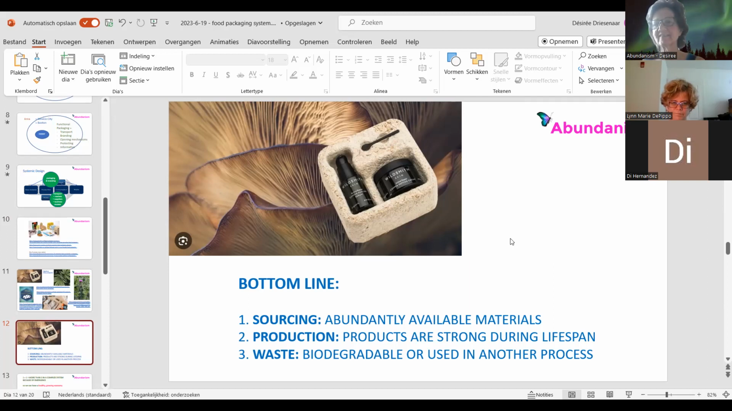And then you can easily design the material to go biodegradable as soon as it comes in the other environment. So those things can be designed. And then in the waste cycle, you go to biodegradable or used in another process before it becomes waste.